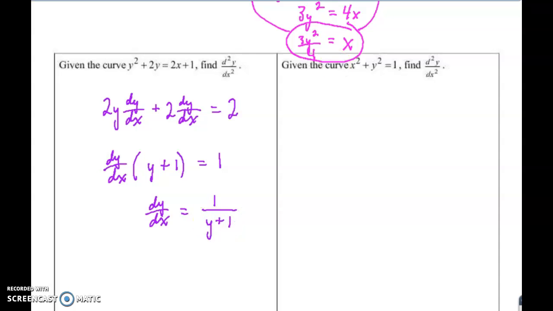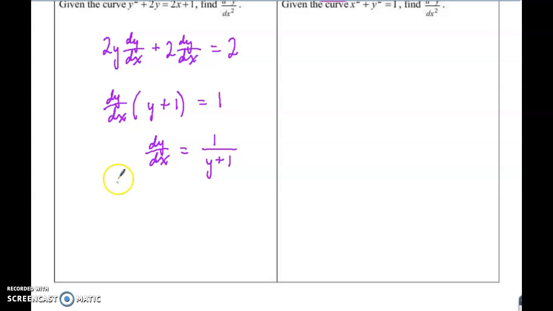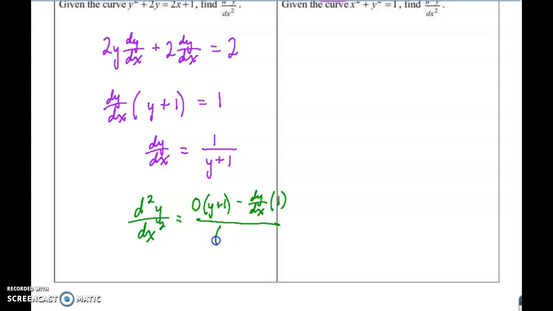Well, we learned already that the derivative of the derivative is the second derivative. And now what we have is the quotient rule. Well, the derivative of the top is 0. Leave the bottom alone. Well, that's kind of a silly thing to say, but it is what it is. Minus the derivative of the bottom, which is dy/dx. Leave the top alone. All over the denominator squared.